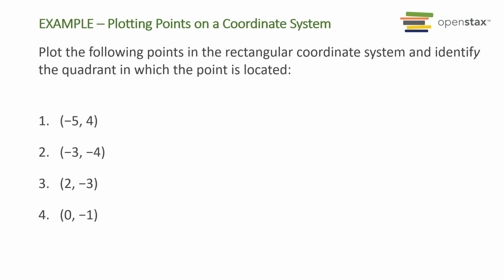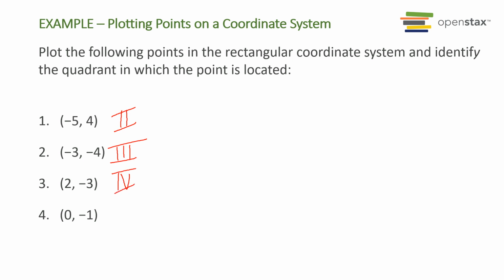If we're looking at the first point that we're given, (-5, 4), our x value is negative, y value is positive. That's going to end up in quadrant 2. And you can go back to the previous slide to refer to which quadrant that is. Then we take a look at the second point it gives us, (-3, -4). So our x and y values are negative. That's going to land us in the third quadrant. Taking a look at number 3, we have (2, -3). It's going to put us in the fourth quadrant.